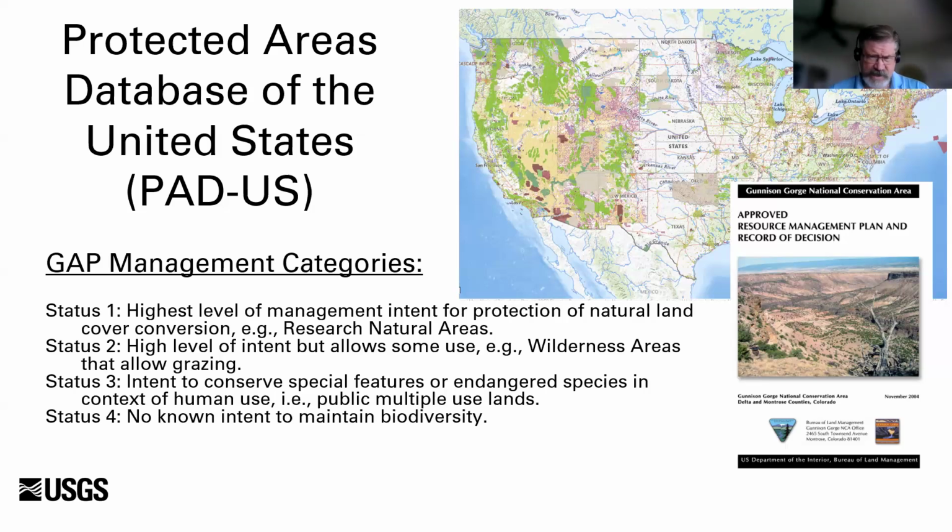Status 3 lands end up being multiple use lands. So most of the forest and BLM lands across the nation fall into that status 3. And then status 4 is that there's no known long-term intent to maintain biodiversity. So those can be some of the private lands that, although they're currently managed for biodiversity, nothing states that their long-term intent is for that, and that they might, tomorrow, be sold and be used for a different purpose. So a lot of private lands are thrown into that status 4.